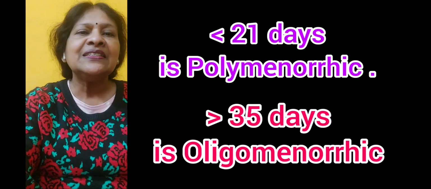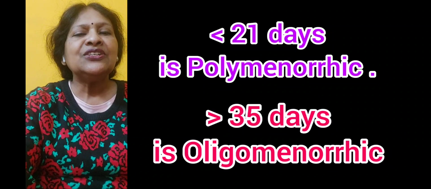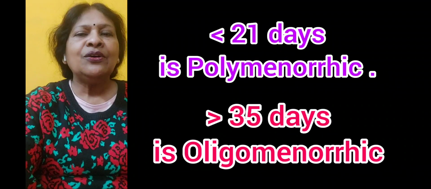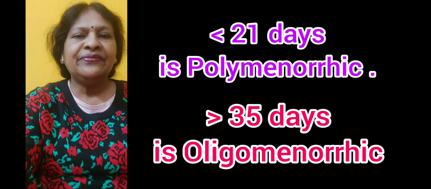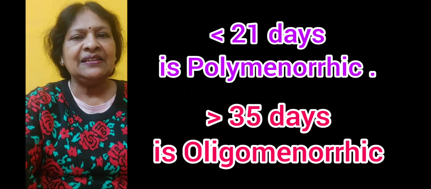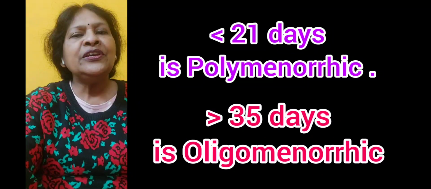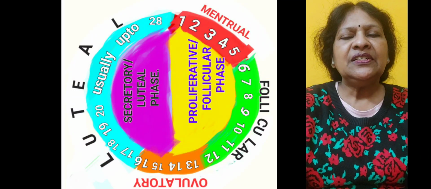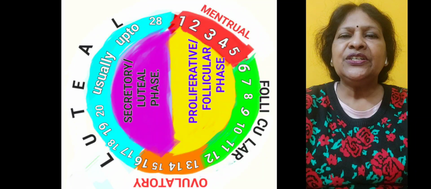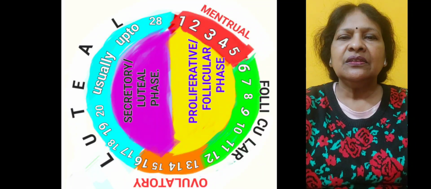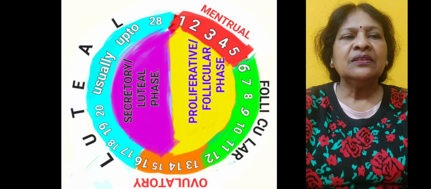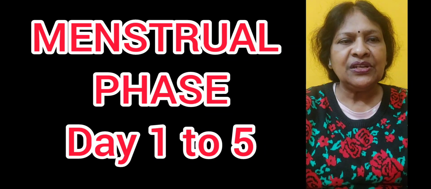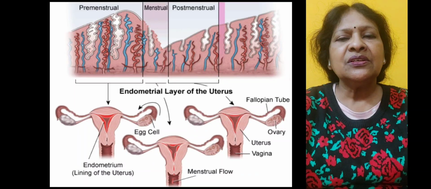When it is lesser than 21 days, the condition is said to be polymenorrhea. While on the other hand, if the duration goes above 35 days for a repeat of the cycle, that is called oligomenorrhea. When we consider a menstrual cycle of a duration of 28 days, then the first phase, which is called the menstrual phase, may last 3 to 5 days.